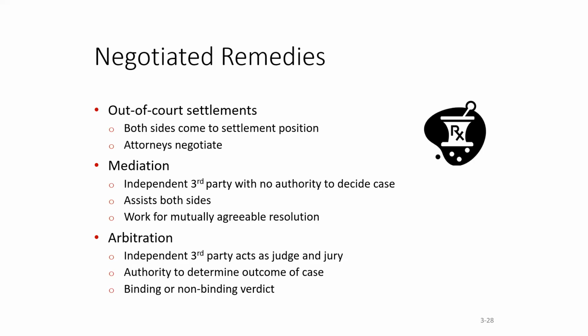Out-of-court settlements occur when both sides can come to a settlement position after examining the important aspects of their case. So I look at what I have, you look at your side, and we're able to work together like adults and come up to a conclusion. The attorneys will meet with their clients, meet with each other, and they're able to come up to some conclusion. If that doesn't work, the next approach is mediation.